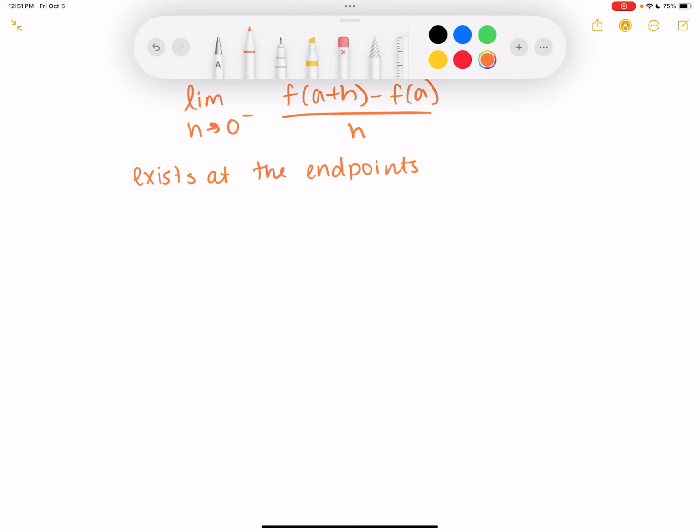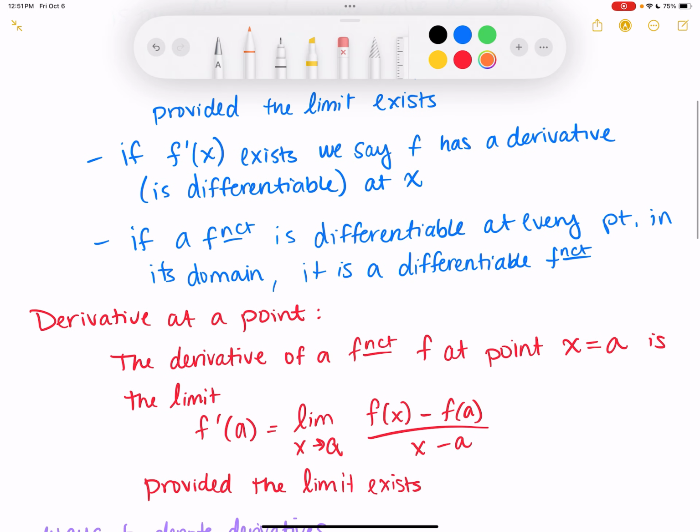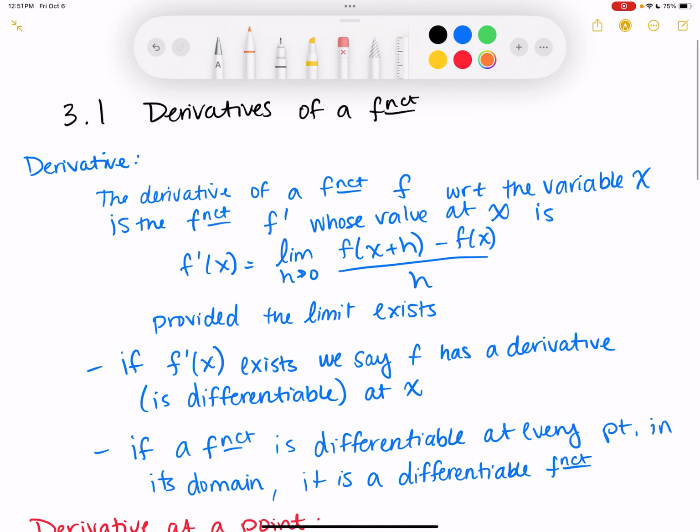All right, first one says to use the definition. Which one are they wanting us to use? This one. But they use a instead of x, so just be aware. That's what they're using. For some reason, they changed.